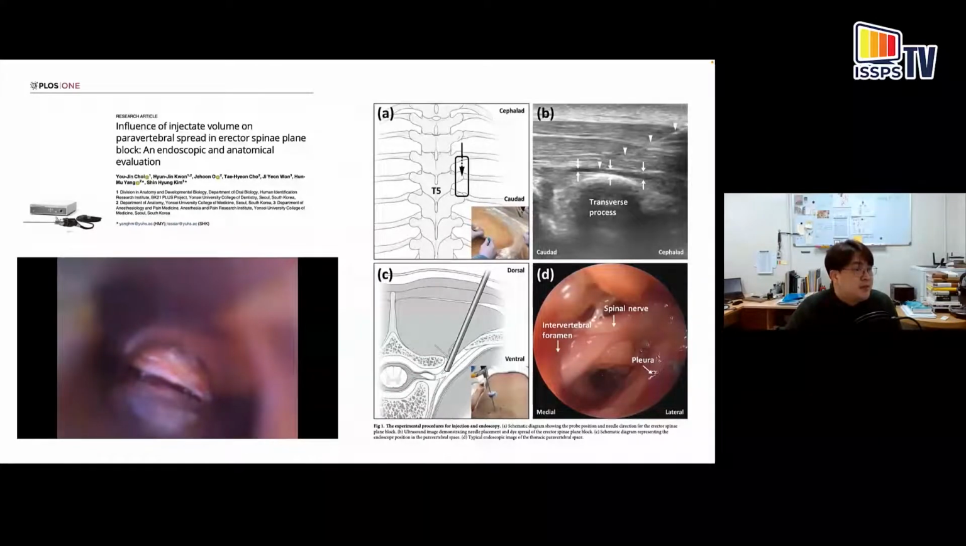In the next study, we provided a direct visualization of the PVS by endoscope. Here you can see, in the figure, the intact PVS.